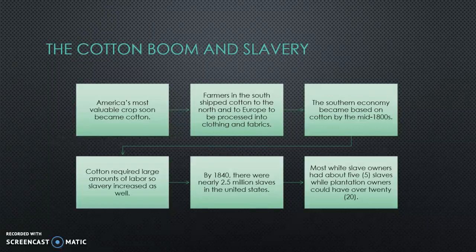By 1840, there will be nearly 2.5 million slaves in the United States. And that should be capitalized there. Sorry about that. Most white slave owners had about 5 slaves. I remember a lot of people in the South may not have owned slaves in general, but if they did have a smaller farm or smaller land, they had maybe about 5 slaves, while plantation owners, like you saw in that big picture at the beginning of our lesson, could have over 20 slaves.